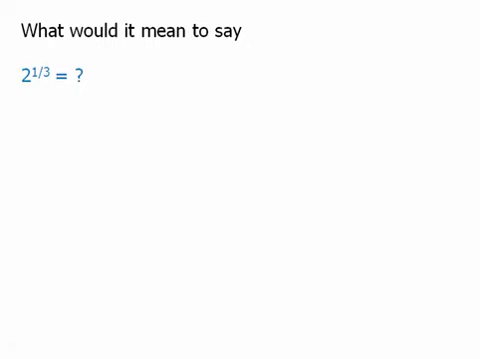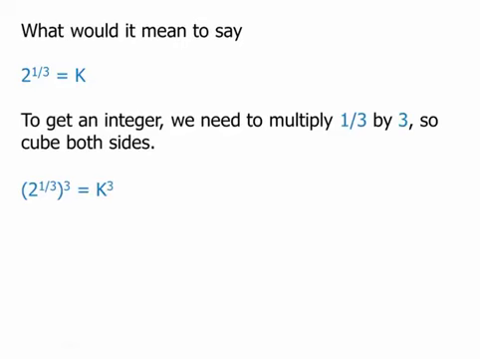Now, what would it mean to say 2 to the 1/3? Well, you might guess, but we'll follow this same process. Again, fill in a dummy variable, k. Notice that if we multiply 1/3 times 3, we'll get a whole number. So we'll cube both sides. The right side just becomes k cubed. The left side, 2 to the 1/3, to the 3. The 1/3 and the 3 get multiplied, and that equals 1, so it's 2 to the 1, or ordinary 2. So k cubed equals 2. We can take the cube root of both sides. k equals the cube root of 2. So in other words, 2 to the 1/3 equals the cube root of 2.